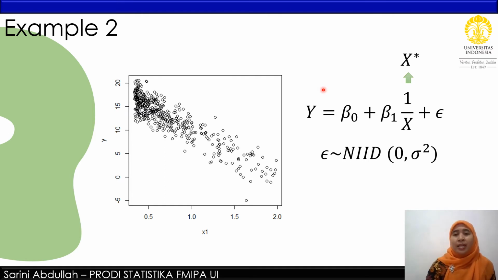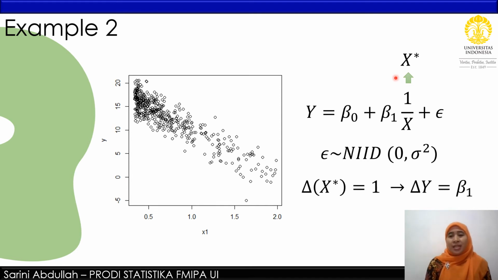So in this case, let's do a little bit of manipulation. Let's say 1 over x is our new x, our new predictor. So my predictor is x star. Then, if we change x star by 1 unit, a little bit of mathematical manipulation, just subtraction again, gets that delta y equals beta 1. And again, since this is a constant change in y whenever you change your predictor variable, this is a linear model.